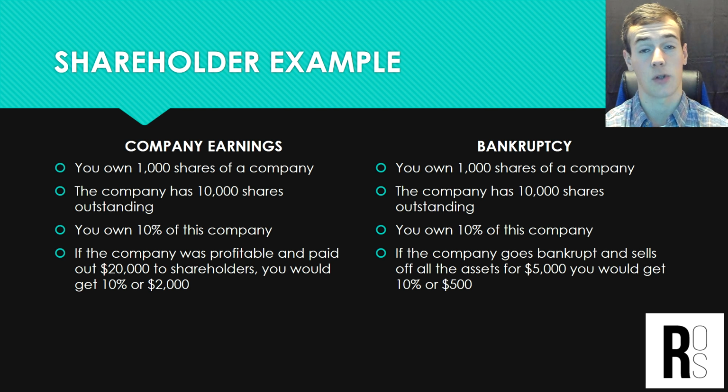Now, on the other hand, let's talk about bankruptcy. Let's say you own 1,000 shares of a company. The company has 10,000 shares outstanding. They're all common stock. There's no preferred stock, and as a result, you own 10% of this company, and you would be entitled to 10% of the assets upon liquidation. So if the company goes bankrupt and sells off all the assets for $5,000, you would get 10% or $500. Now, there are other scenarios that would apply, especially if a company is going bankrupt. If they have bondholders, or like we said, preferred stockholders, are going to take priority over you. But hopefully you're never in a situation where you're investing in a company that is going bankrupt.